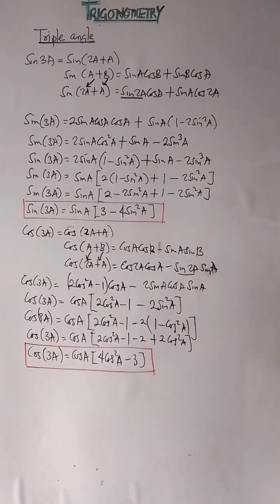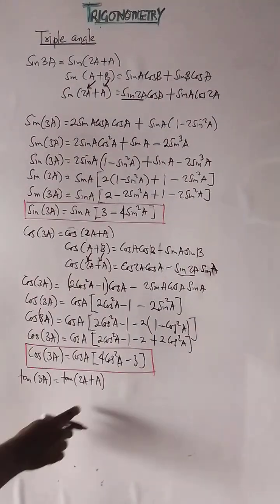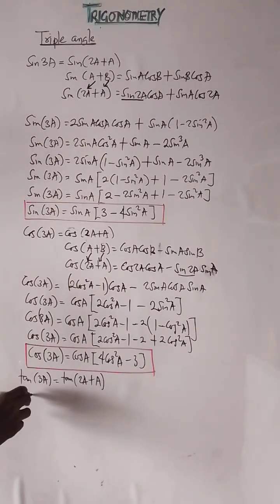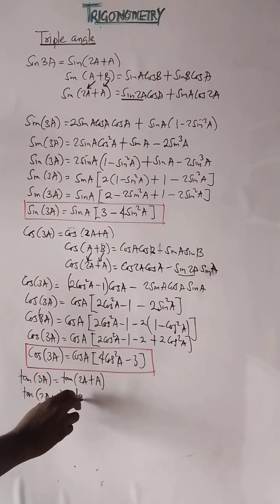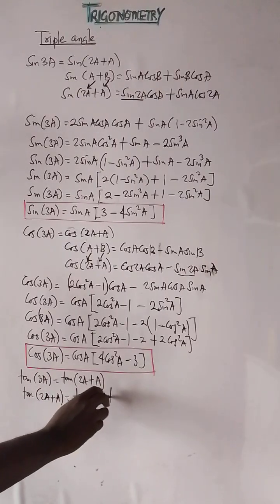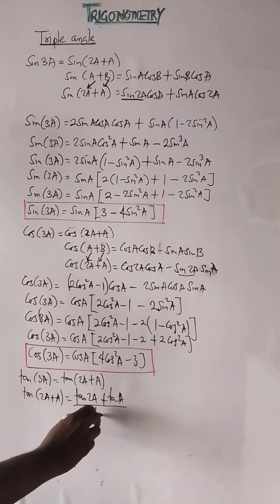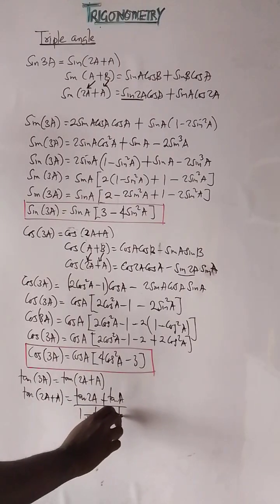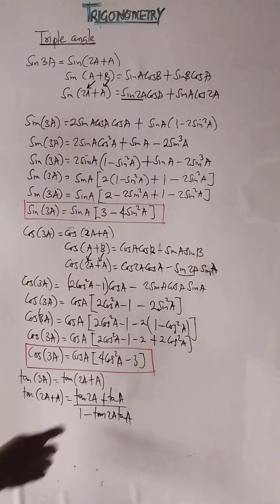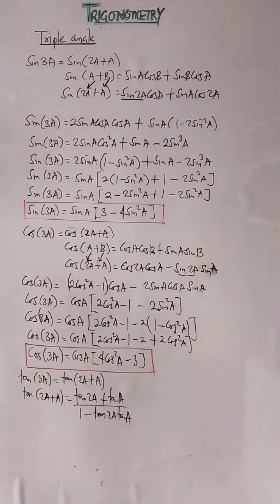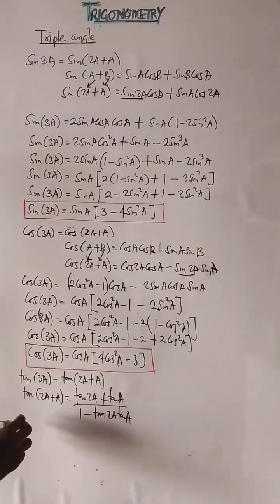What about tan? Same way, tan 3A is tan of 2A plus A. So from there, using the rule of tan, that will be tan 2A plus tan A over 1 minus tan 2A tan A. Then what happens? We replace tan 2A with its identity. And tan 2A is what? 2 tan A over 1 minus tan square A.